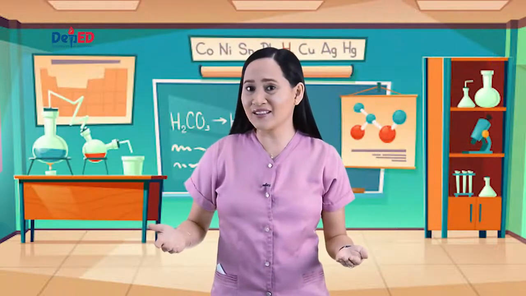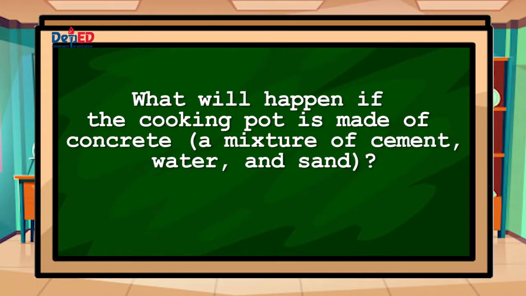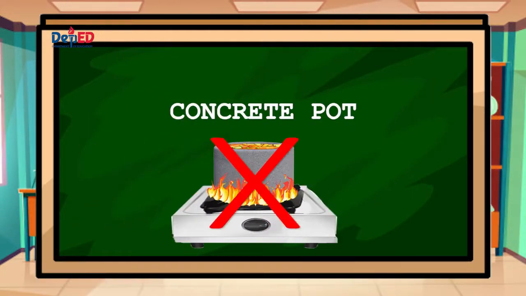How about the answer for question number 3? What will happen if the cooking pot is made of concrete, which is a mixture of cement, water, and sand? The answer is no. It will take a longer time to cook the food because heat cannot easily pass through it. Concrete is not as good a thermal conductor as metals.